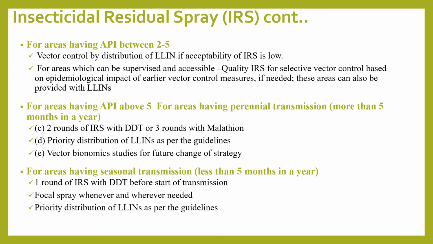change of the strategy. Then if the area is having seasonal transmission, less than 5 months in a year, 1 round of IRS with DDT before start of transmission, then focal spray whenever and wherever needed, and priority distribution of insecticide treated nets as per the guidelines.